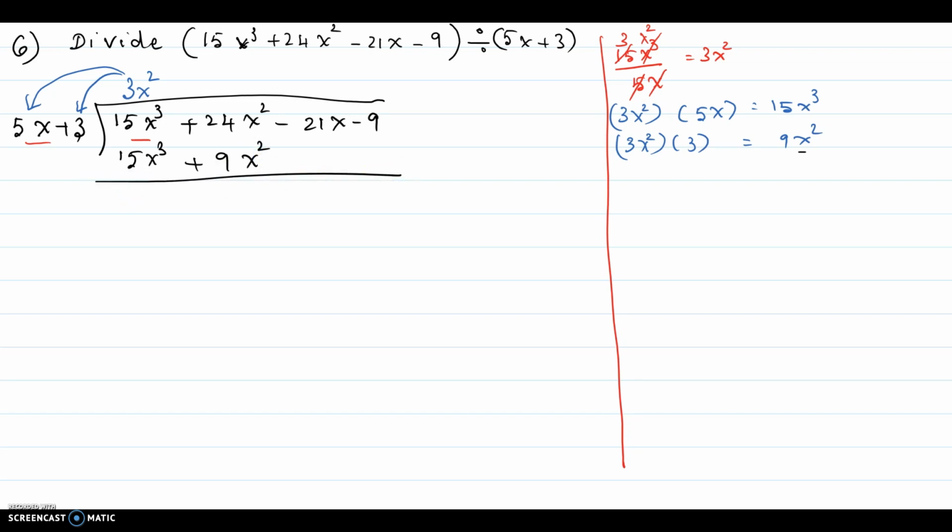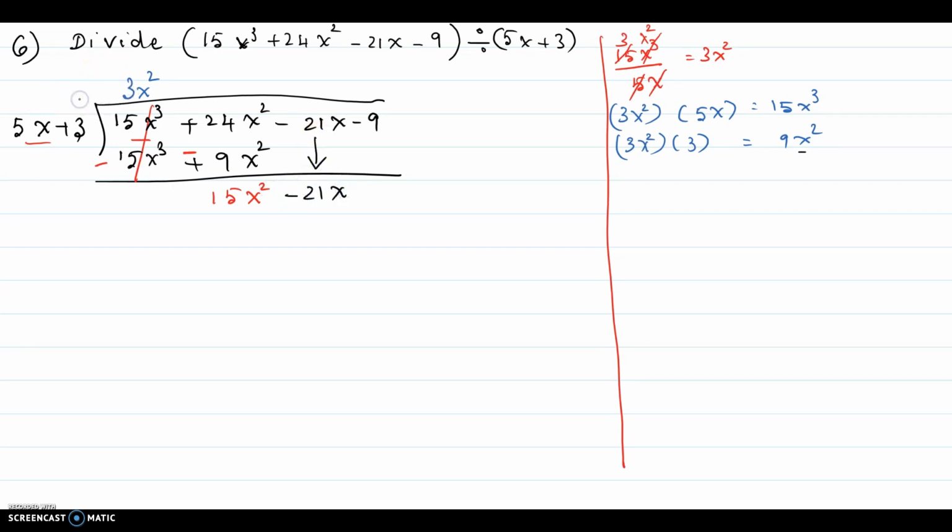Once you write the second row, you have to subtract the second row from the first row, for which you have to change the signs of each term. It's negative here, negative there. So 15x cubed minus 15x cubed cancel out. 24x squared minus 9x squared will give us 15x squared. Then you bring the negative 21x down.